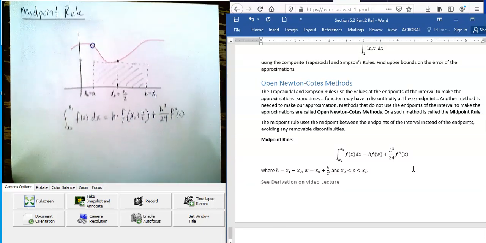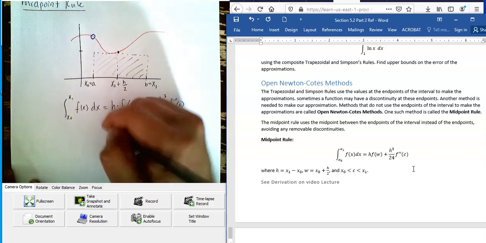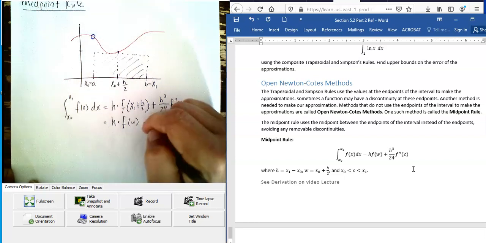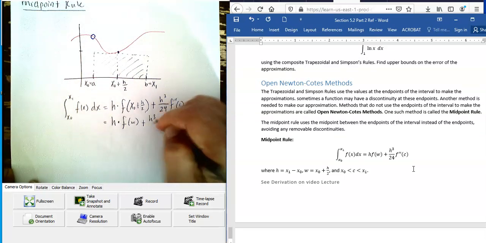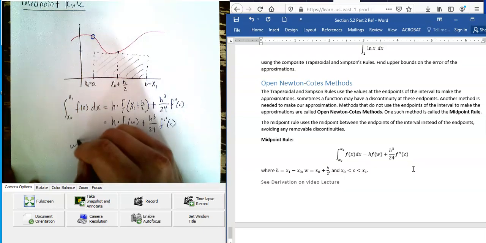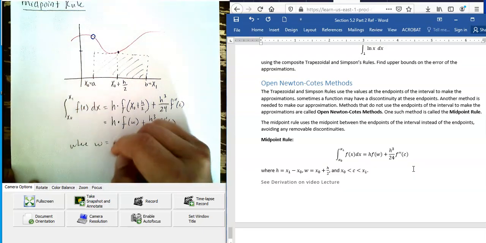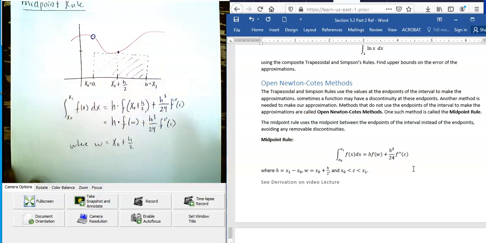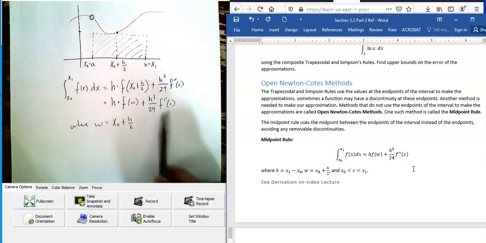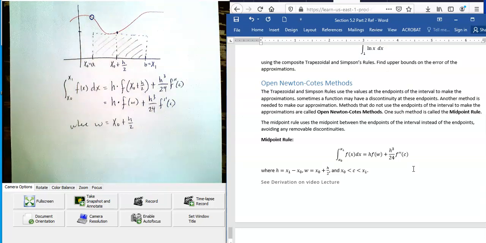Okay? We can actually write this as h times f of w if we redefine w as that midpoint, where w equals x naught plus h over 2. Okay. So we see that this midpoint rule gives us a pretty good error term for our approximation.